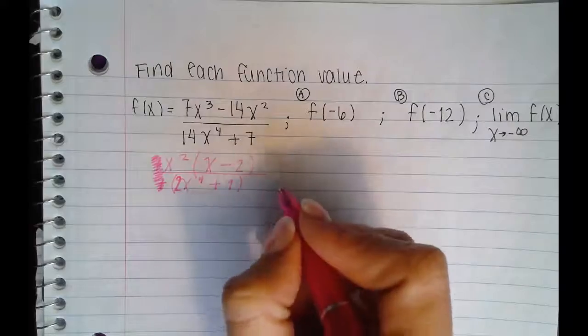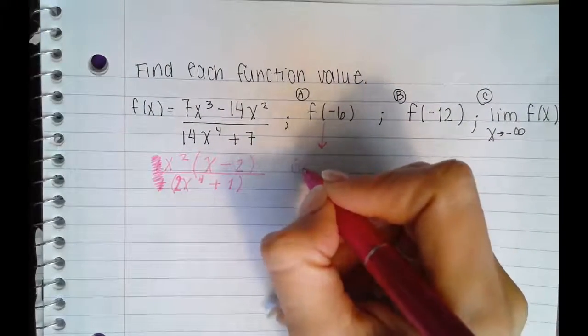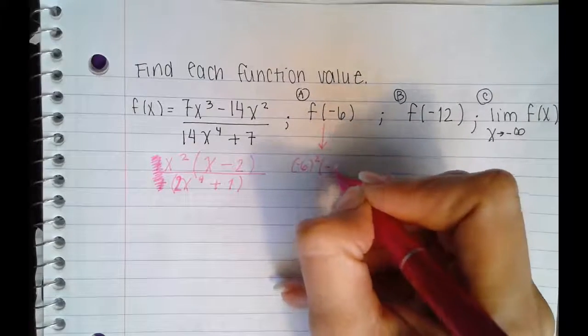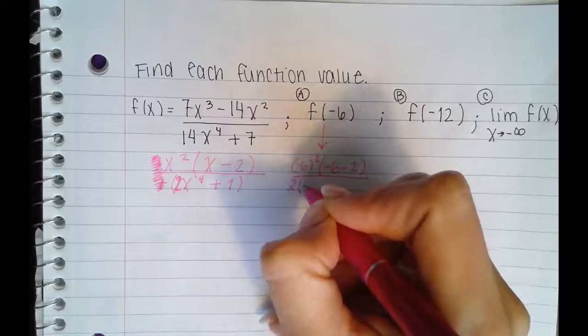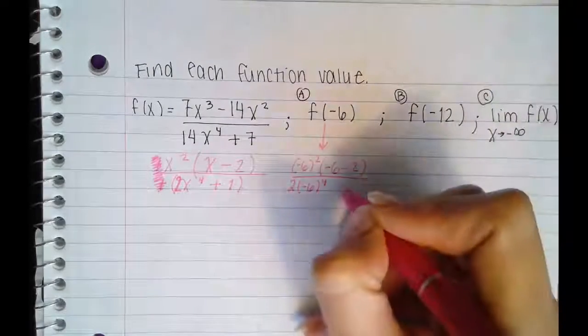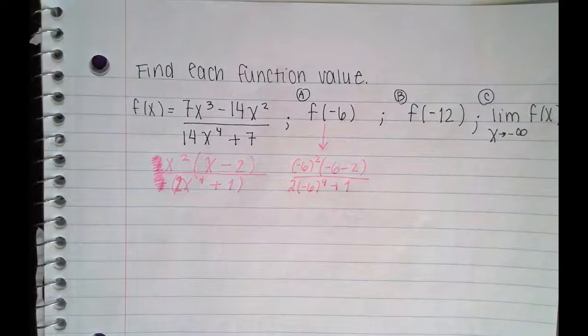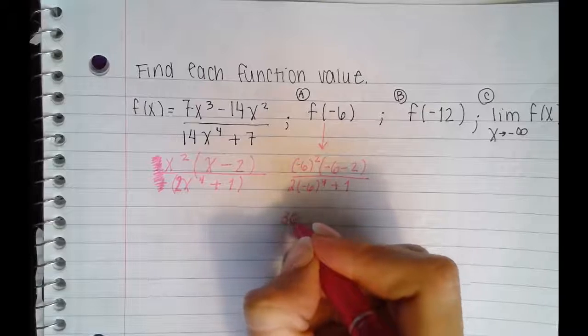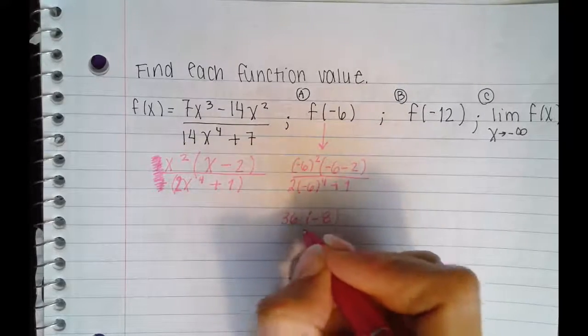So f of negative 6. Negative 6 squared, if I really show my work, it looks like this. Negative 6 minus 2 over 2 times negative 6 to the 4th plus 1. Okay, so what we have is something simple to evaluate. Negative 6 squared is 36. Negative 6 minus 2 is negative 8. Don't go crazy multiplying, because sometimes you can reduce and it works out really nicely.